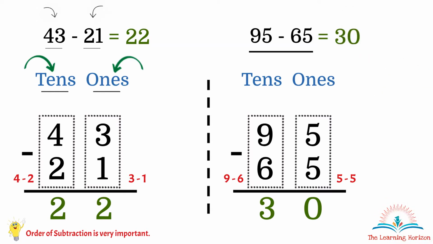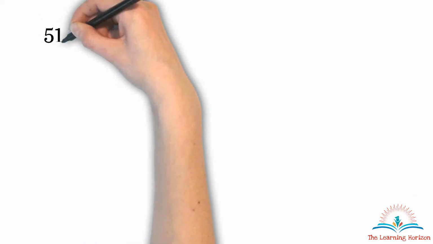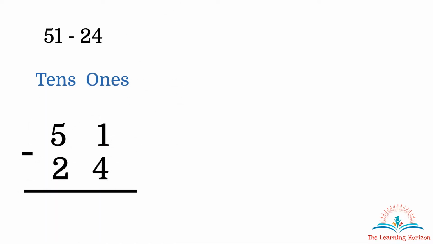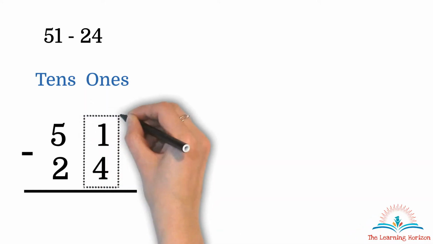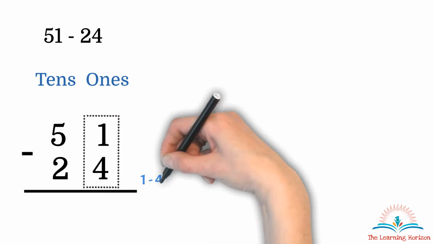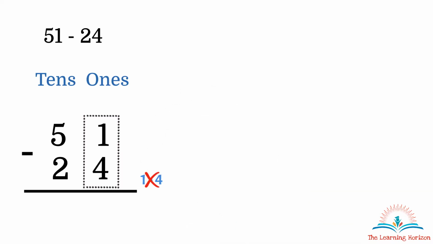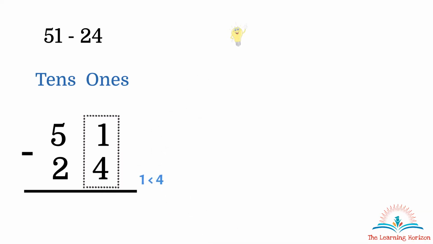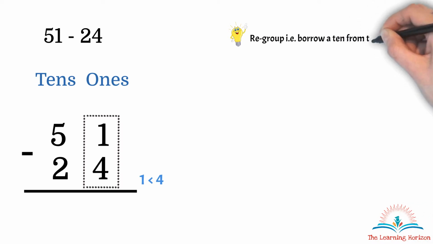Now let us look at few examples for subtraction with regrouping. 51 minus 24. We will line them up into tens and ones. We will subtract the numbers in the ones place. As we see here, we need to subtract 4 from 1, which is not possible because 1 is less than 4. So we need to regroup, that is, borrow a 10 from the tens place to the ones place.